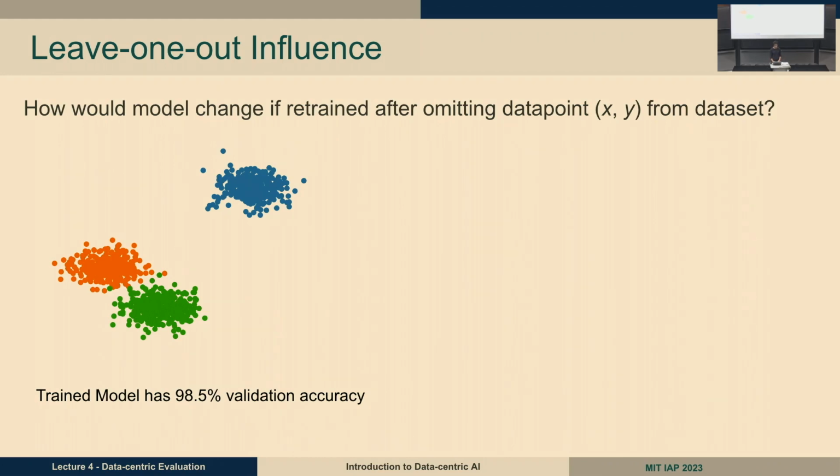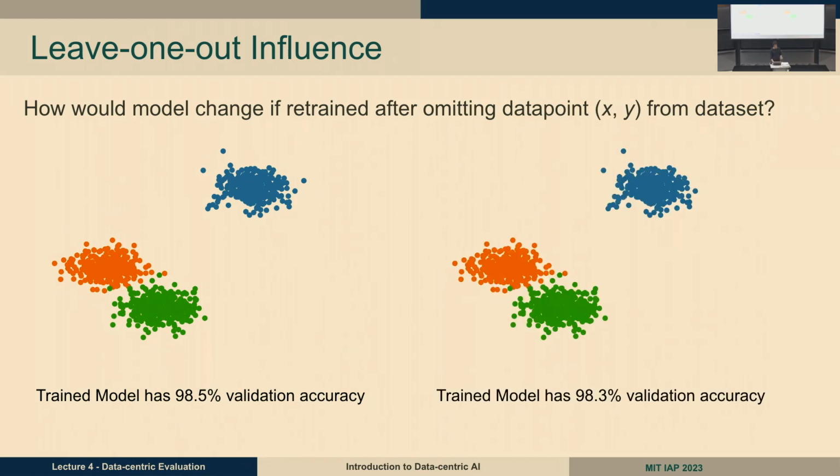So here we have a 3-class classification data set where, say, we've trained a model on this data set and it has 98.5% accuracy on our validation data. And then let's say we drop the data point, the rightmost data point here, and we retrain this model, and now it gets, say, 98.3% validation accuracy.